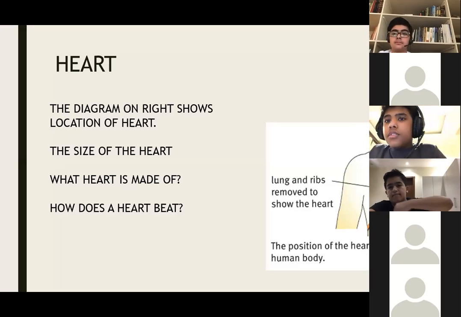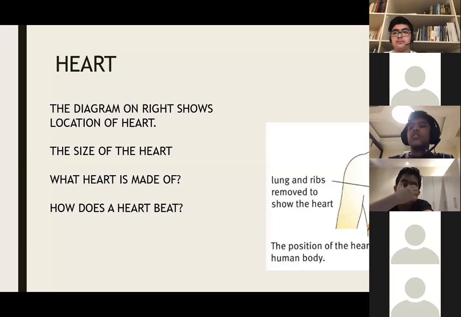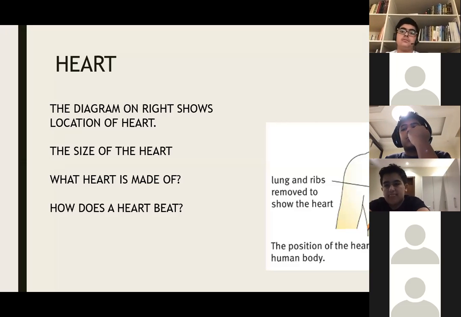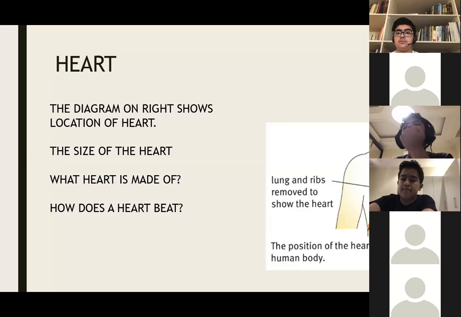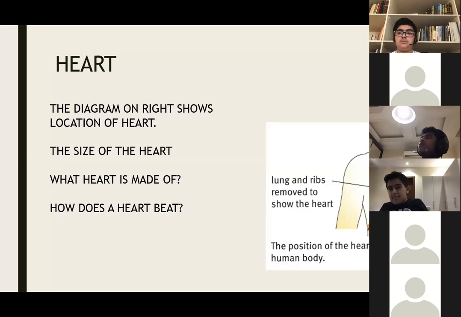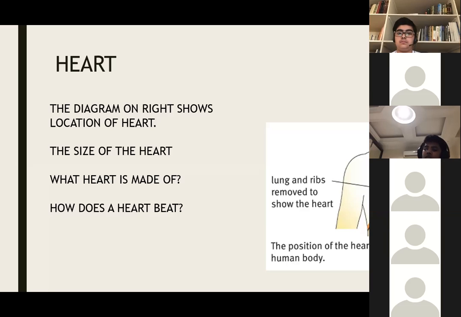The heart. The diagram on the right shows the size of the heart, what the heart is made of, and where it is. Lungs and the ribs are removed to show the heart. You need to remove the lungs and the ribs so you can show the heart. So the heart is below the lungs and the ribs. The position of the heart in the human body is in the middle, but a little bit to the left. Good. The size of the heart, what the heart is made of, and how a heart beats.